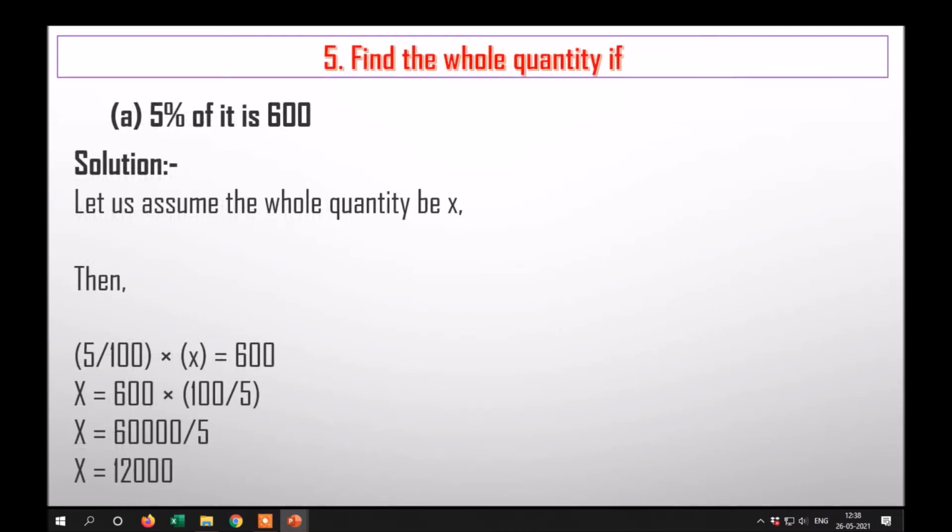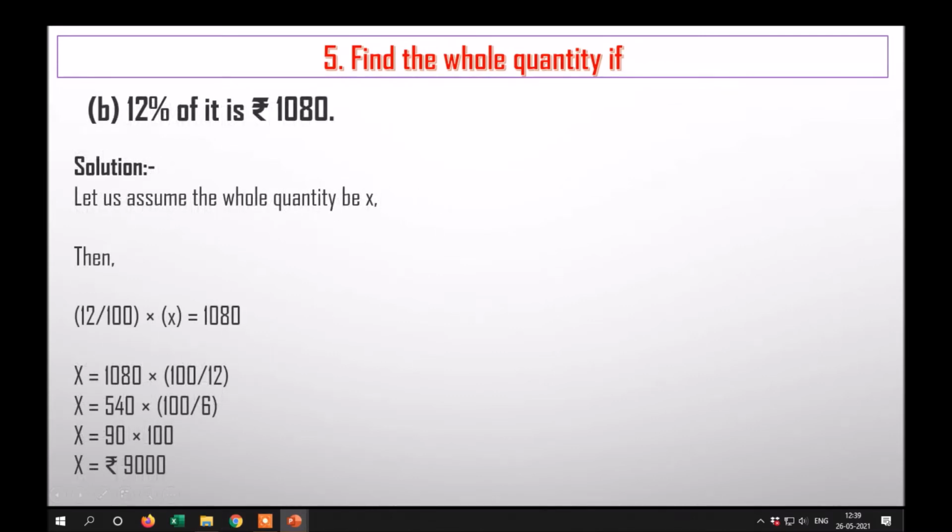Fifth question, find the whole quantity if 5% of it is 600. Let us assume the whole quantity be x. So 5 upon 100 into x equals 600. We will bring this 5 upon 100 to the side with 600. So this 5 upon 100 will reverse. So 100 upon 5. 600 into 100 is 60,000 upon 5. That is x equals 12,000.